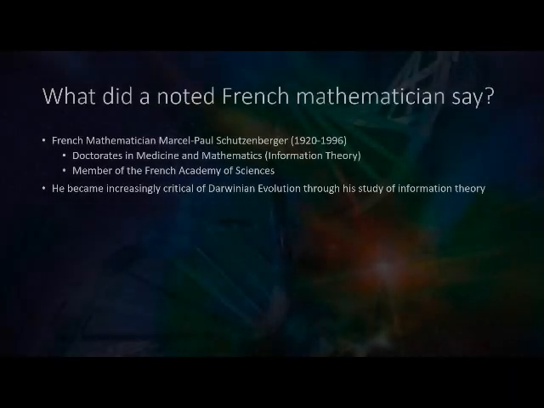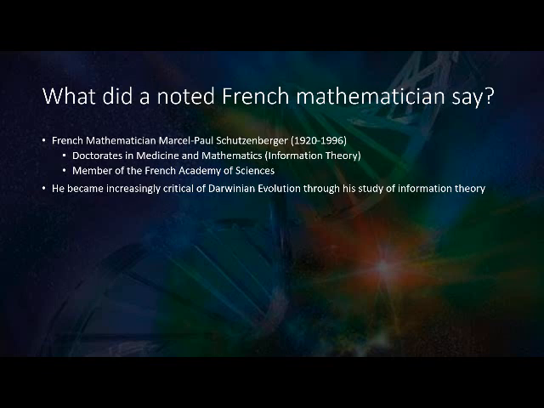I would like to point out here, toward the end, the work of a noted French mathematician. His name was Marcel Paul Schutzenberger. He lived in the 20th century, died in 1996, but he had doctorates in medicine and mathematics, especially information theory. And he was a member of the French Academy of Sciences, which is a fairly elite group. Schutzenberger became increasingly critical of Darwinian evolution through his study of information theory. And he presented a paper in the 1966 Wistar Symposium and said the following things.